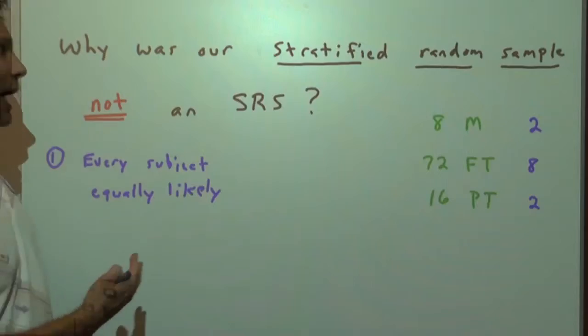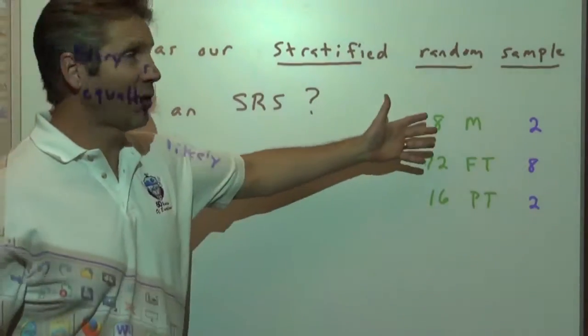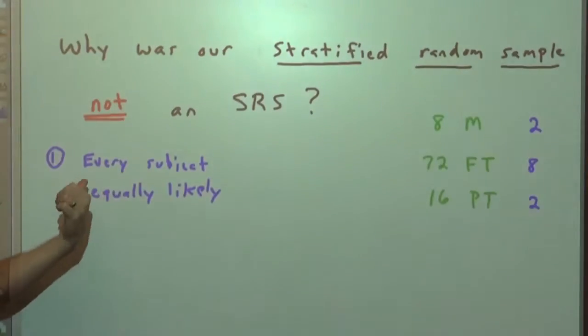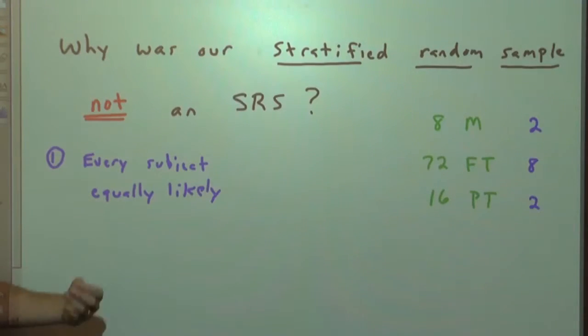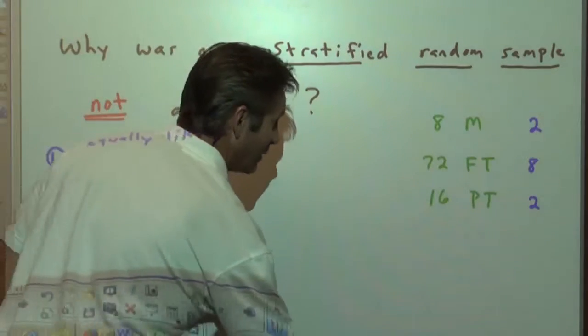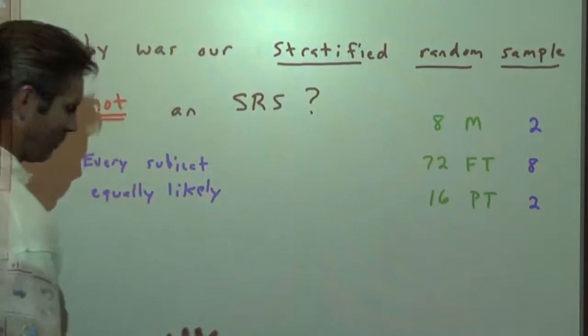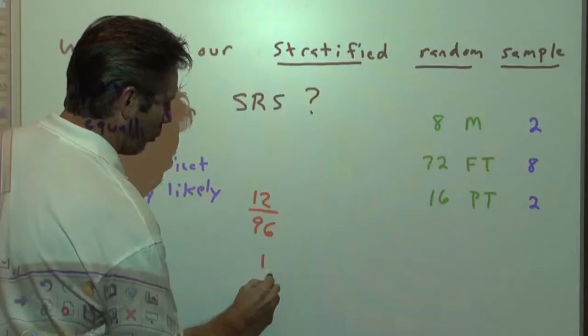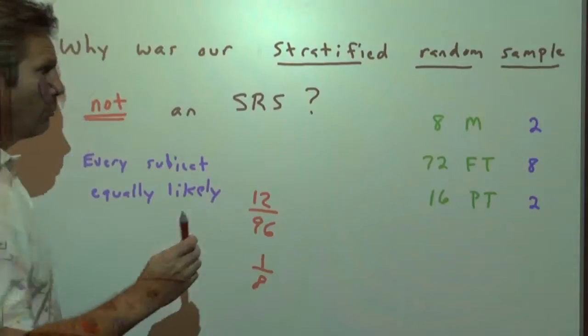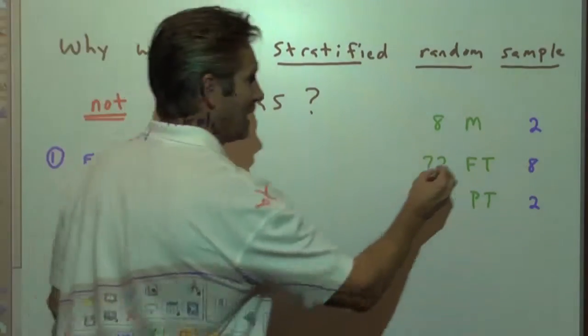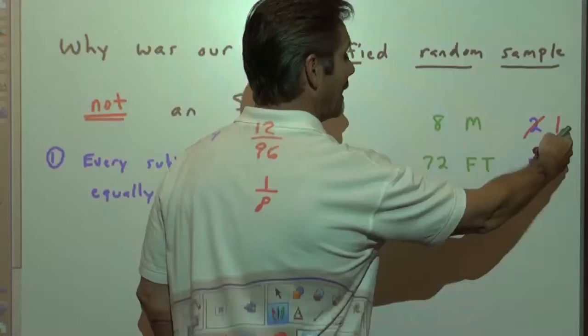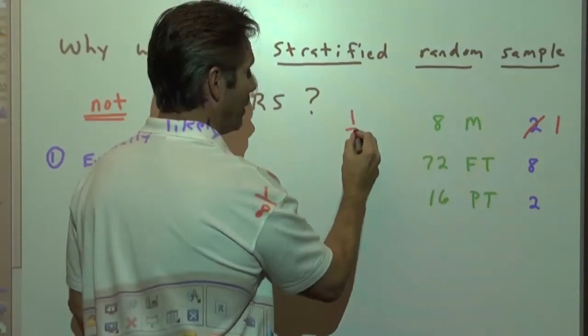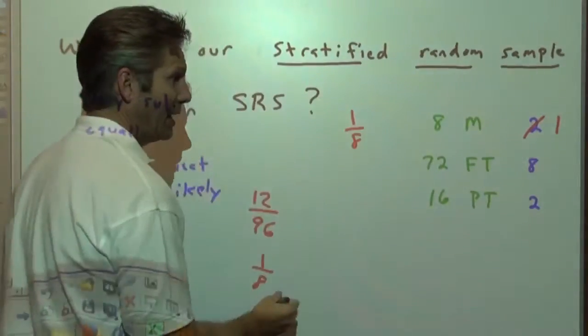Now, sometimes it's possible to make your stratified random sample match this part of the definition of an SRS. And that could happen if we did this. We need 1 out of 8 people, right? If we're taking a sample of 12 out of 96, everybody should have a 1/8 chance of being selected. Well, we could make sure that happened if we chose to select 1 out of the 8 managers. That would be a 1/8 chance of being selected if you're a manager.